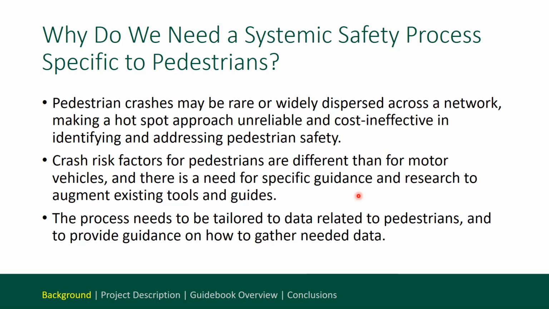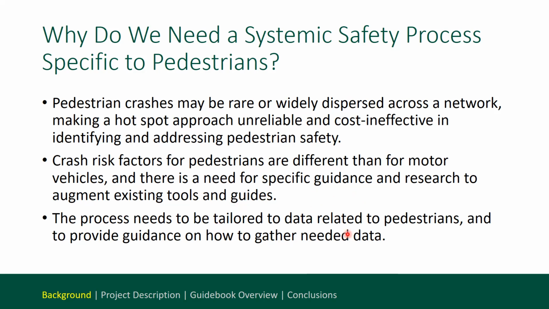But pedestrian and bicyclist crashes, because there are few pedestrians and fewer bicyclists, might not reflect a pattern. They might be more widely dispersed across a network, so a hotspots-based approach might be particularly bad for these types of crashes that are rarer or widely dispersed. Okay? And crash risks for pedestrians are different than for motor vehicles, and there is a need for specific guidance and research to augment existing tools and guides.